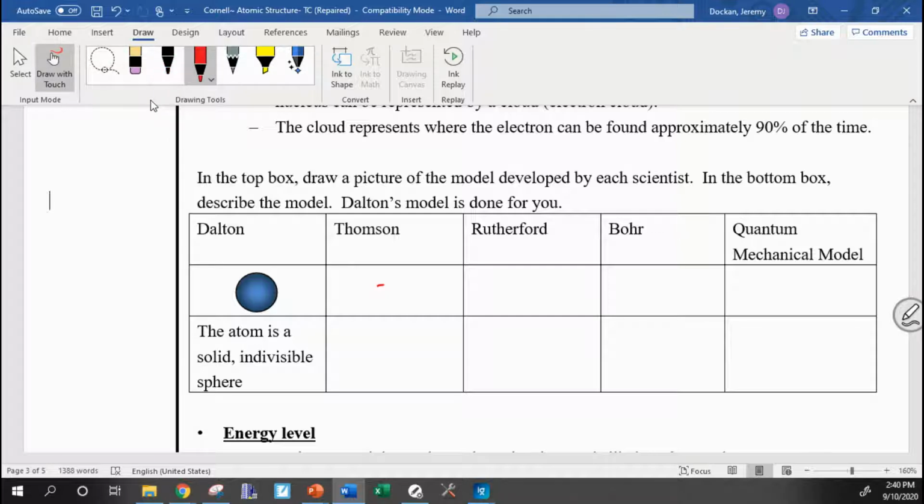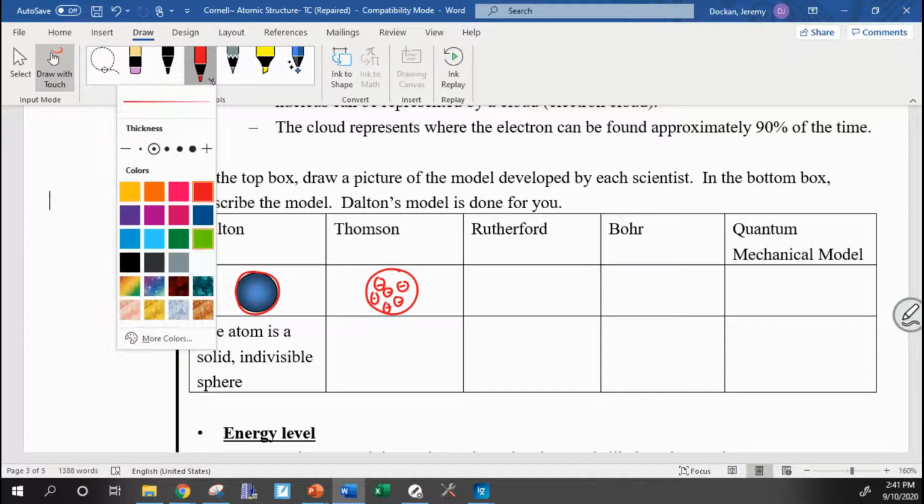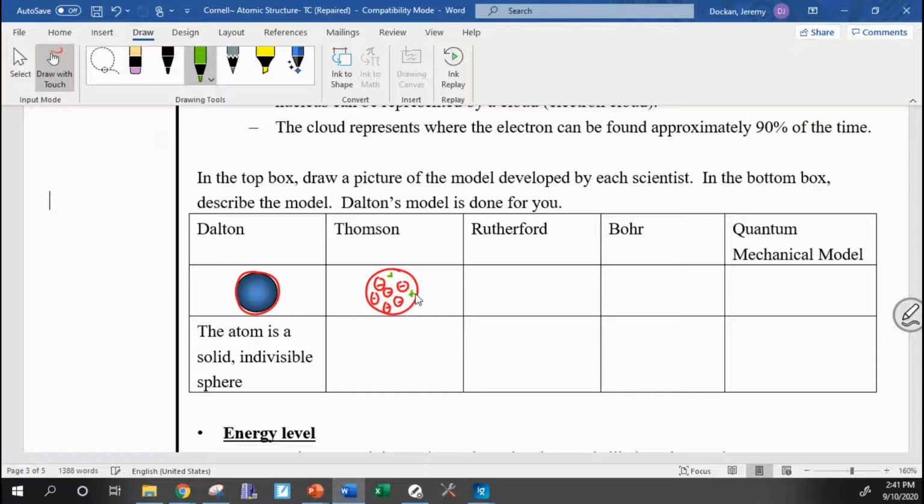All right, so the Thomson model came after the Dalton model. So again, the Dalton model is a perfect sphere. Solid sphere, it's indivisible, we can't break it apart. But then Thomson came along and he put together a model that had negatively charged electrons, which we call the plum pudding model. And he said that there was positively charged material floating in between, kind of like the cytoplasm of a cell.